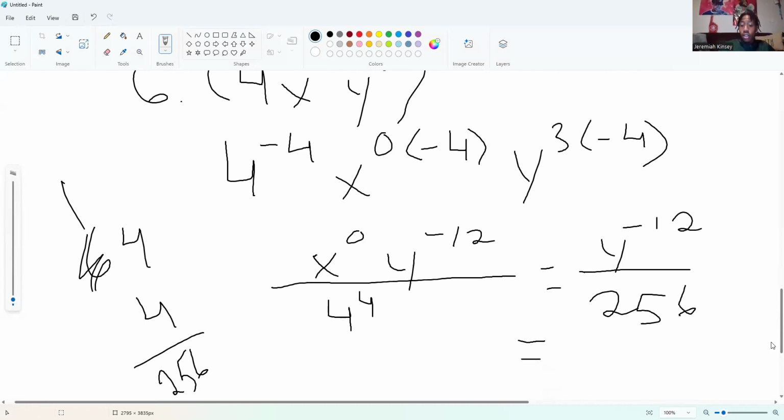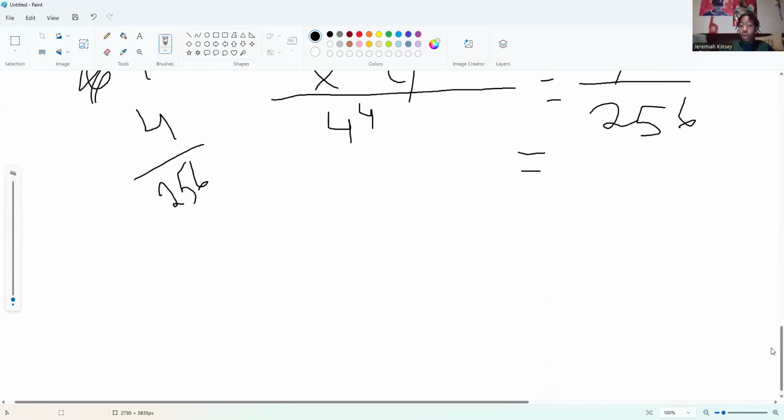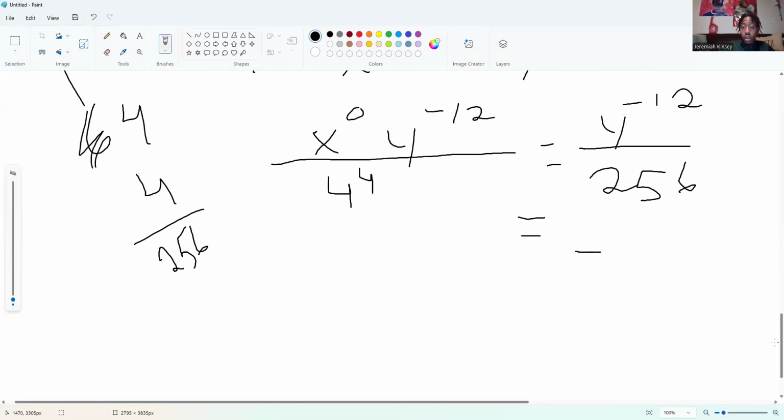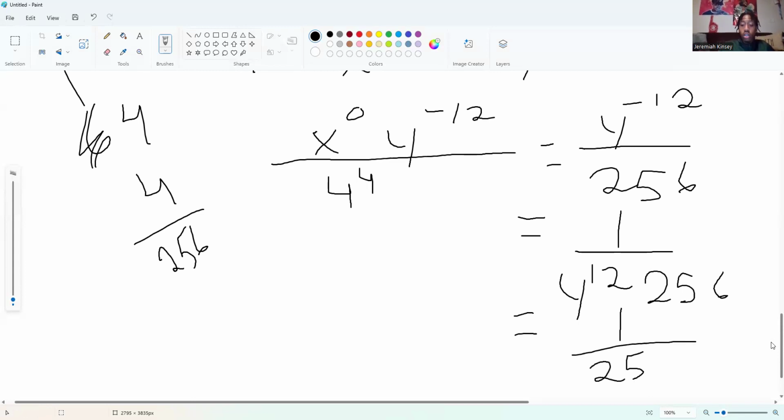Is this our final answer? Type it in the comment. Perfect. No, right? So what we have to do on the bottom, bring that negative 12 to make it a positive 12 on the bottom, 256. All right. And what do we put up top? Not a zero, no, but a one. Right? So 1 over y to the 12th, 256, or you can just do 1 over 256 y to the 12th. Okay? Final answer.